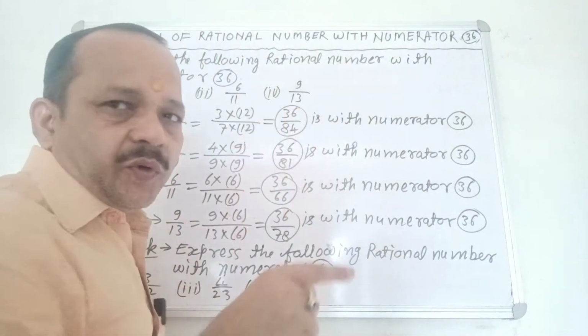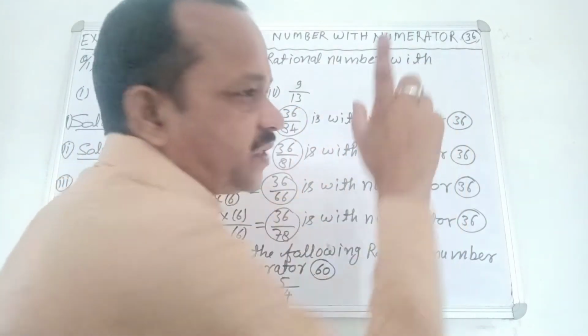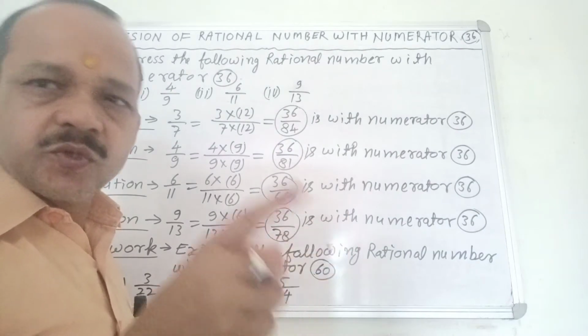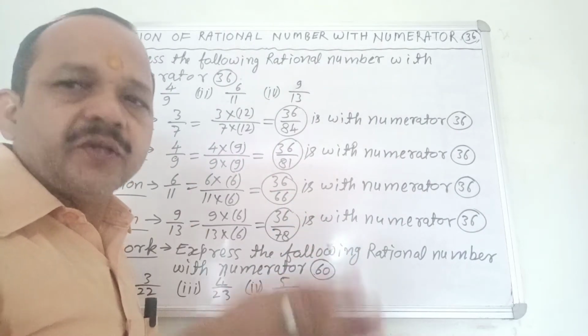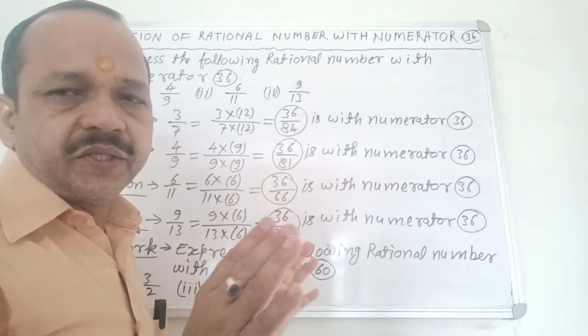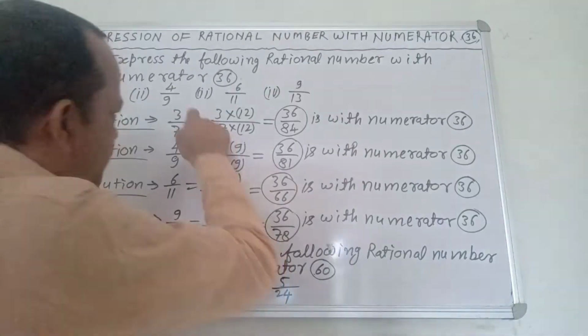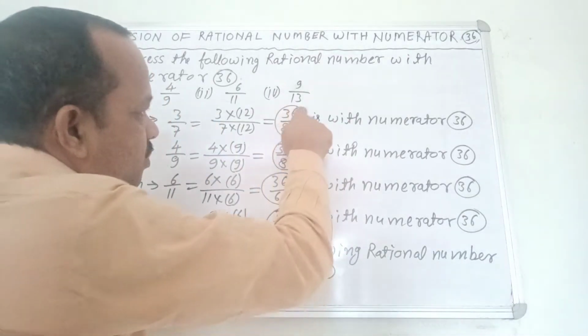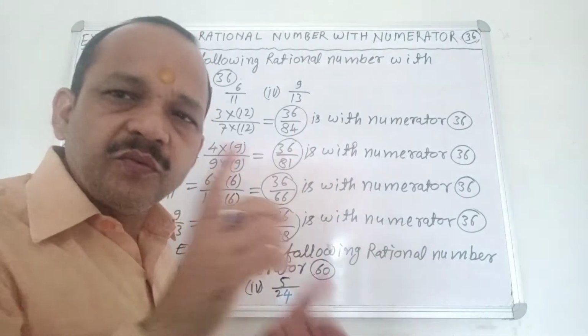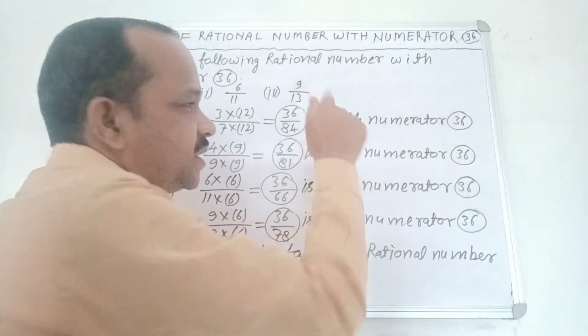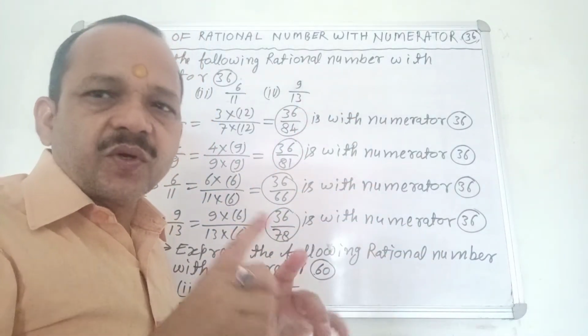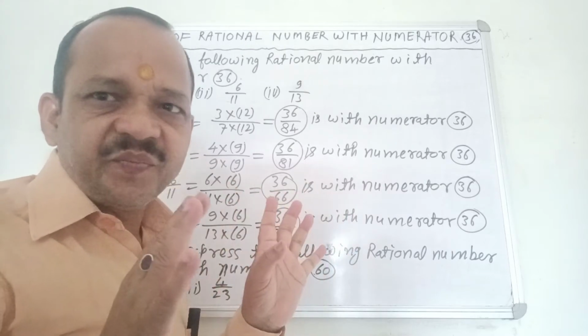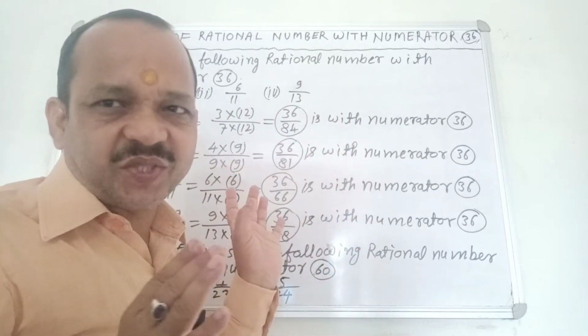36 by 84 is with numerator 36. So you find your solution correctly. Clear? You convert 3 by 7 into 36 by 84. Here numerator is 36, so your answer is right. Clear? You find the first question very easily.